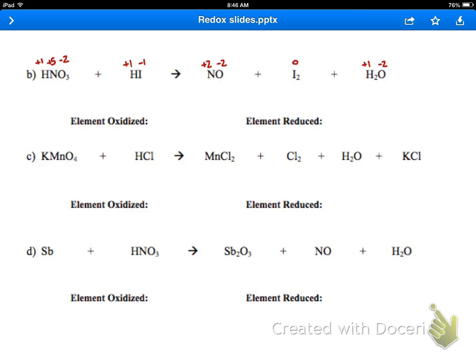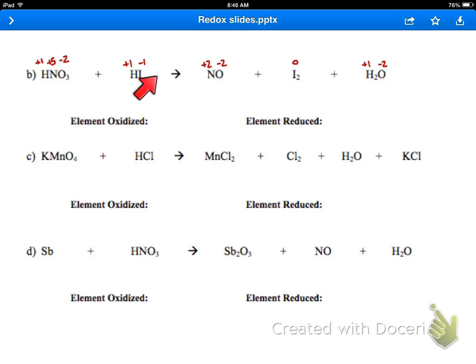So what we're going to do on these is pause the video, go through, label all your numbers, figure out what elements get oxidized, what elements get reduced, and then don't just guess. Figure out the numbers and work it out, and then start the video back up and check and see how you did. So for this first reaction, we've got all the numbers in there.